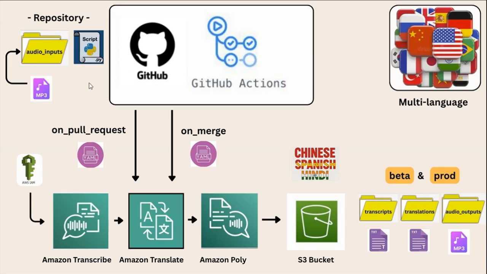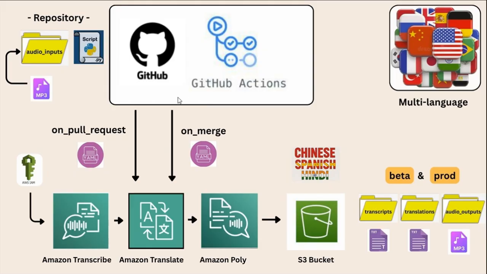Now within my GitHub account, I'm going to create a repository. Within this repository, I'm going to create a folder called audio_inputs. This will be used for me to upload all of my English MP3 files to. I'm going to create a Python script, and I'm going to use GitHub Actions to create two workflows, one for pull requests, one for merge requests.